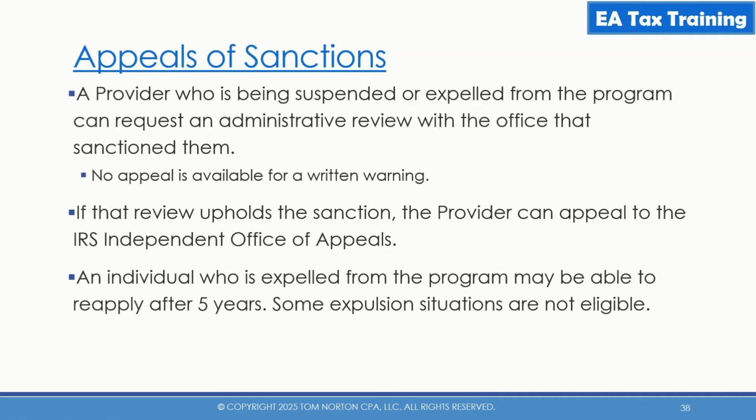Appeals. If a provider is suspended or expelled from the program, they can request an administrative review with the office that sanctioned them. You cannot get a review if it's a written warning. It has to be a suspension or being expelled. If that review upholds the sanction, then the provider can appeal to the IRS's Office of Appeals, as we have discussed previously. An individual who is expelled from the program may be able to reapply after 5 years, but some expulsion situations are not going to be eligible. So the most serious ones, they're never going to let you back in the program again.